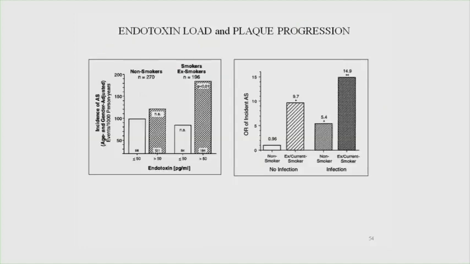If we look at endotoxin load, we see that it's more of a problem in smokers and ex-smokers than in non-smokers. We can also look at infectious burden. The more infections you have, the greater is your risk, and that risk is amplified in the smokers. Same as with endotoxin, infectious history is a problem in everybody, more of a problem in smokers.